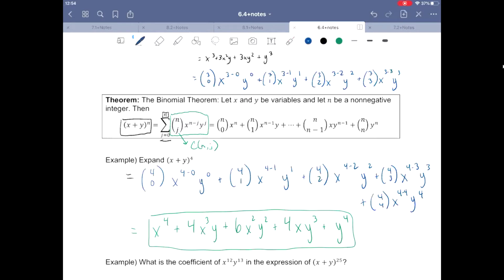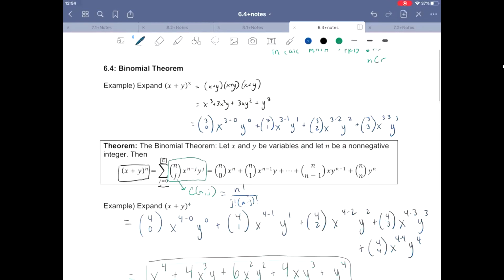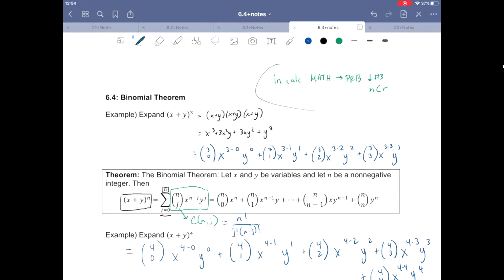So remember, you can do the formula. It's n factorial over j factorial times n minus j factorial. It's that formula. I mean, you can just use your calculator now. You don't have to do all that work. So the calculator is this one here that I have above. But that's that notation.